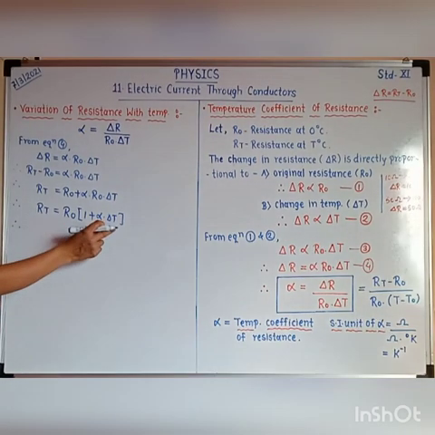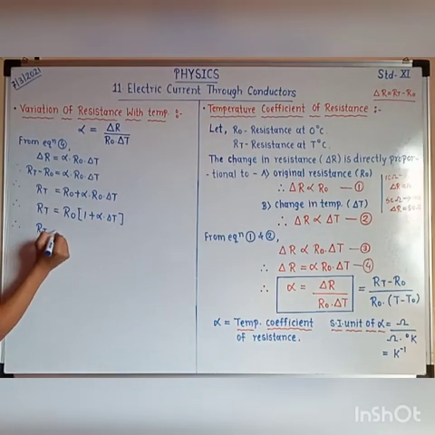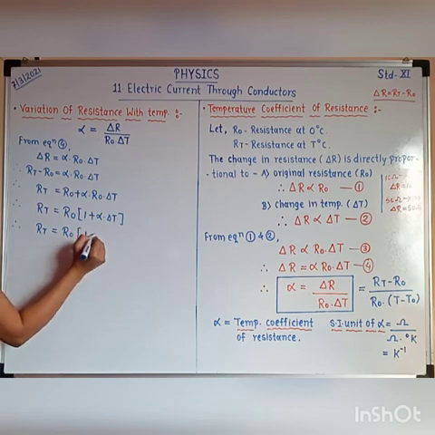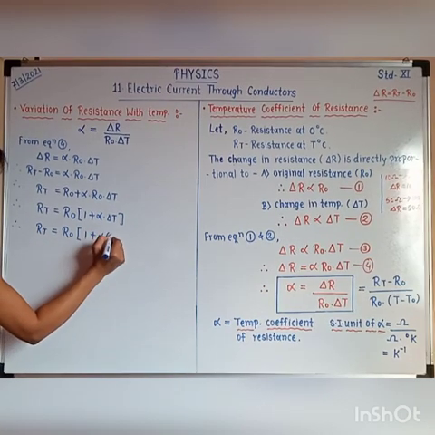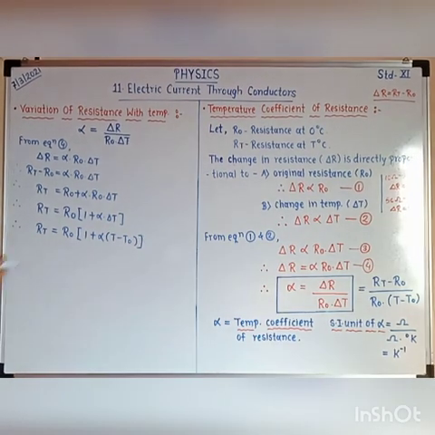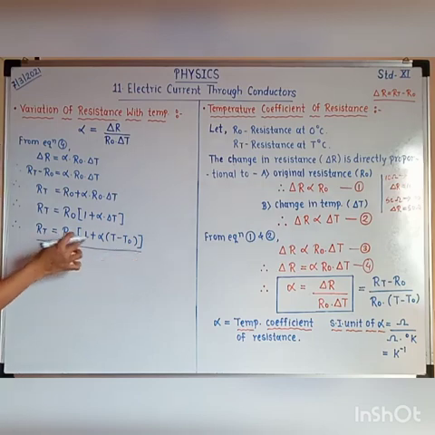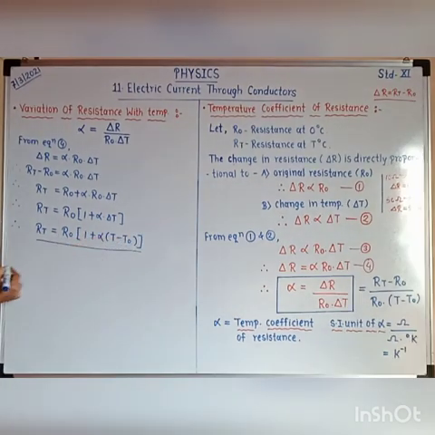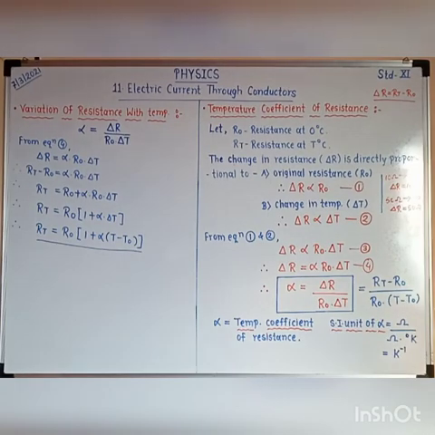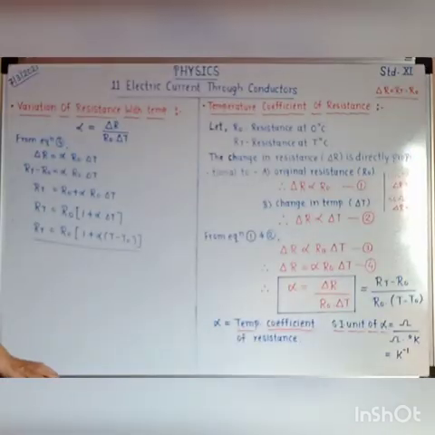Now this delta T is nothing but a change in temperature, so we can write RT is equal to R0 into 1 plus alpha, and change in temperature means final temperature minus initial temperature, that is T minus T0. So resistance at final temperature, RT, is equal to R0 into 1 plus alpha into T minus T0. So this is the temperature coefficient of resistance alpha, and this is the resistance at final temperature T.